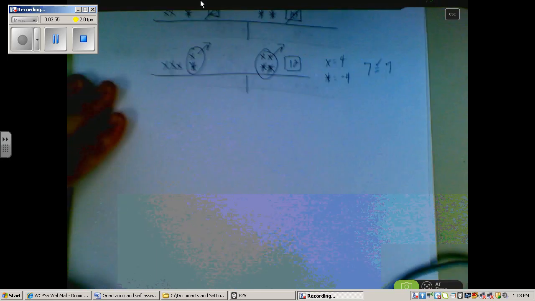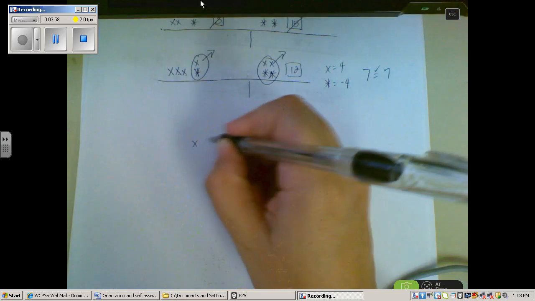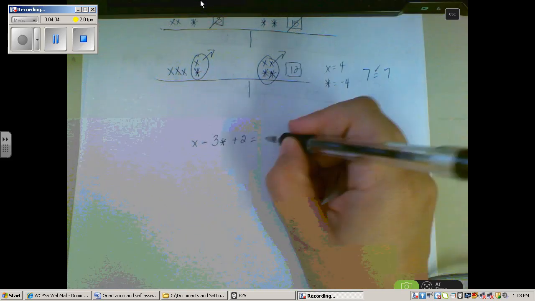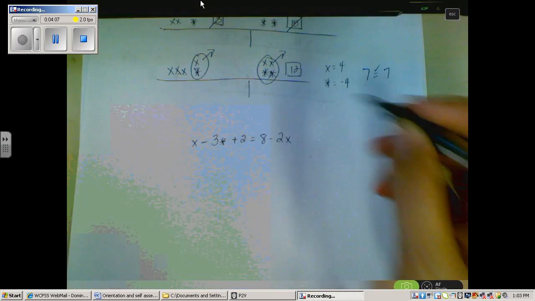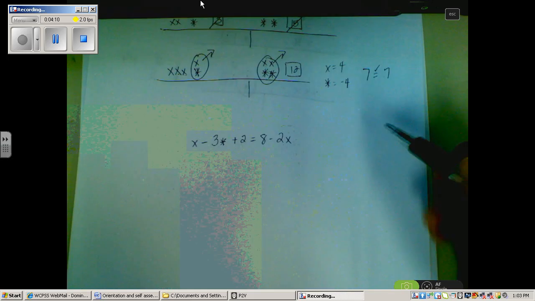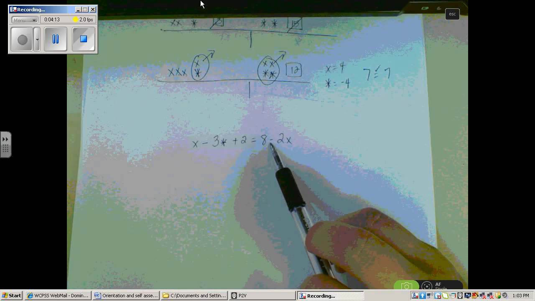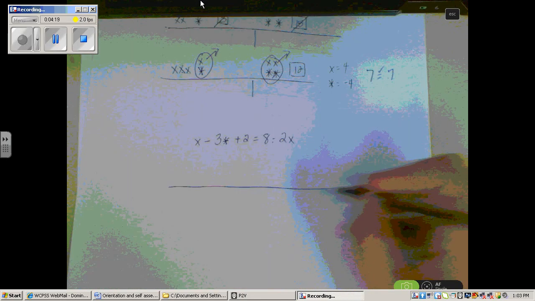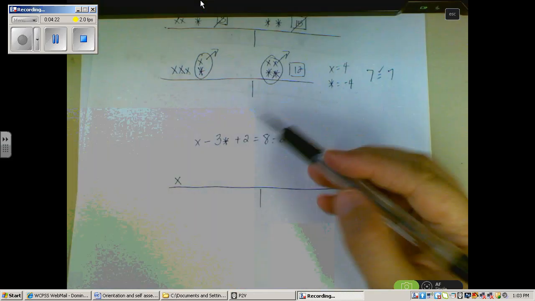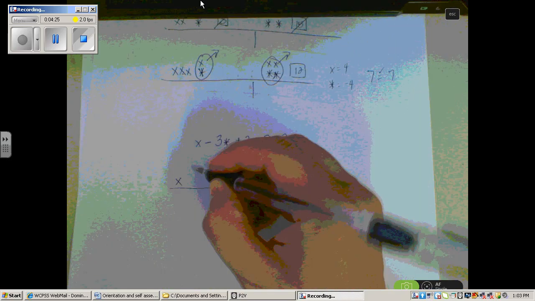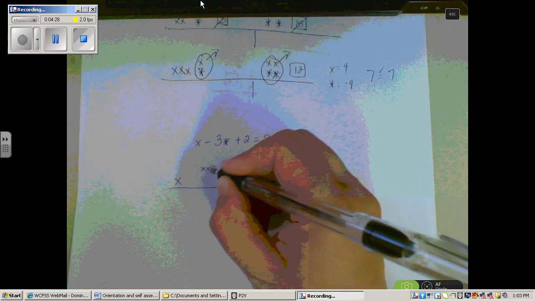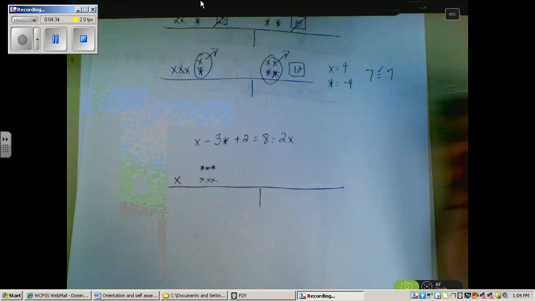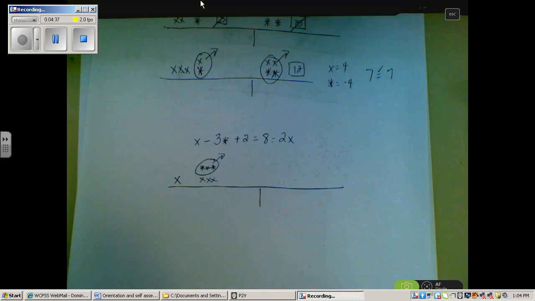We have x minus 3 star plus 2 equals 8 minus 2x. Now you can pause, but remember we have subtraction here. So building it on your scale is a little bit different. I'm going to start out, we have x, and we have 3 star. To take away 3 star, I have to add their opposites, 3 x's. And now I can take them away.